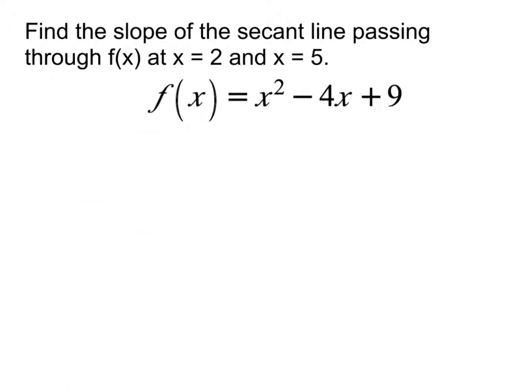All right, so I'd now like you to find the slope of the secant line passing through f of x. This is the same f of x, you notice, at x equals 2 and x equals 5.